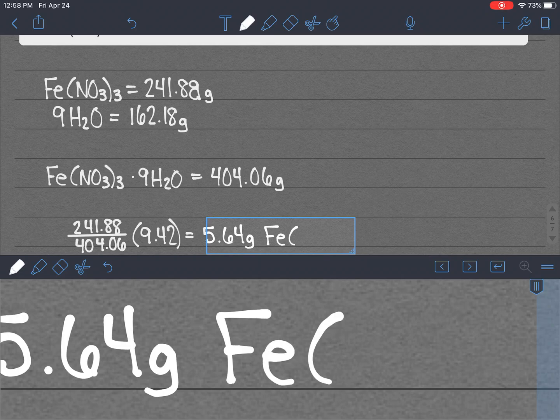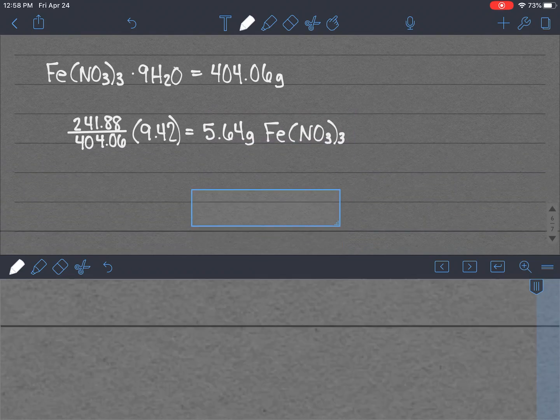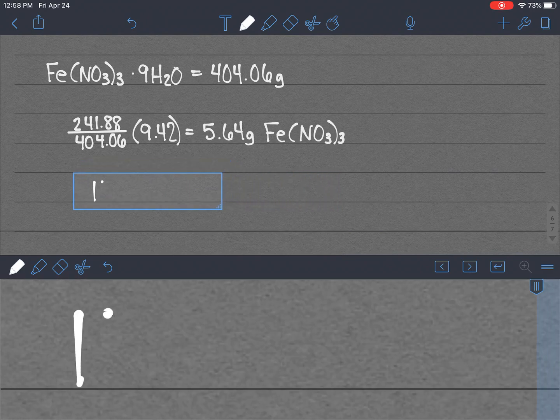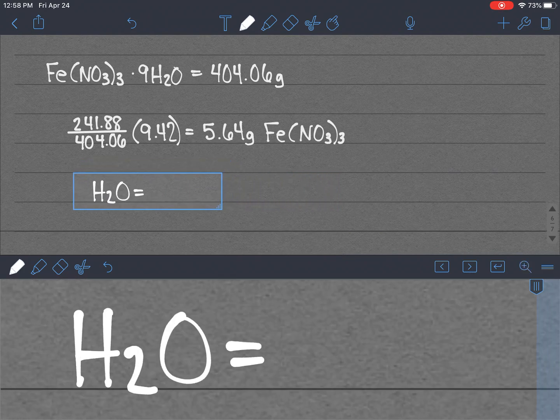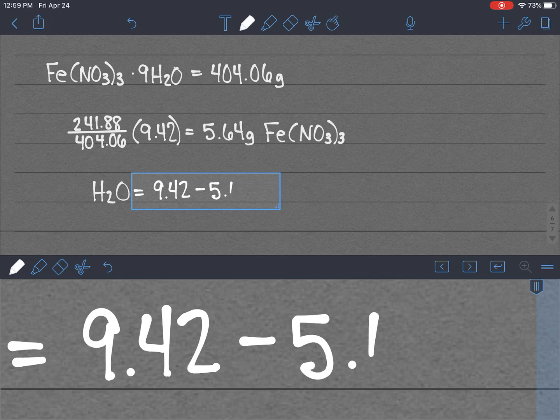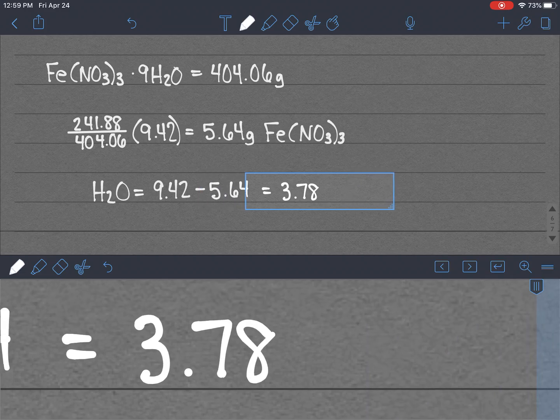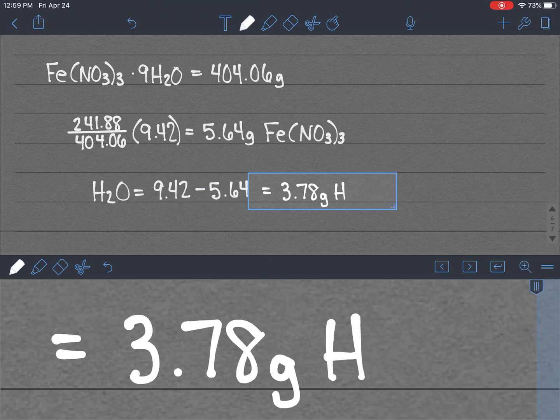of the FeNO3. And again, the simplest thing I could do to figure out water is going to be taking that 9.42 minus the 5.64, and that should tell me how many grams of water I have. So 3.78 grams of water.